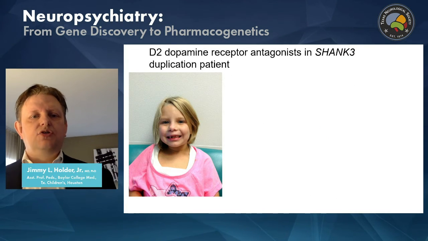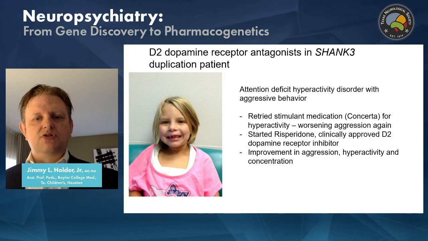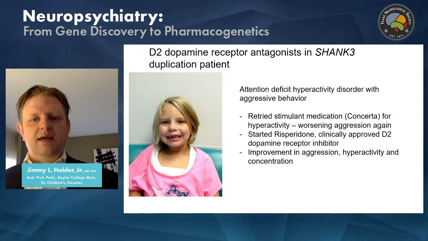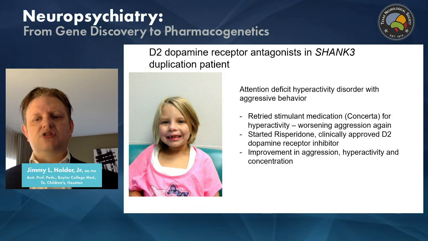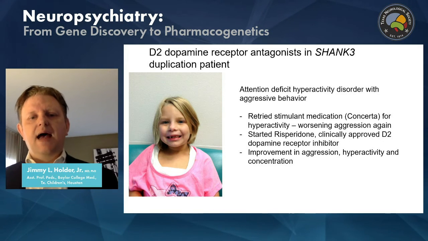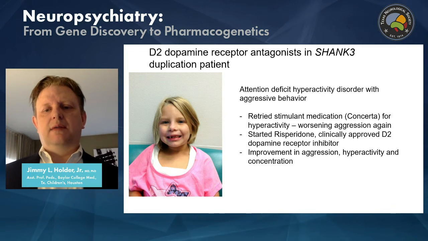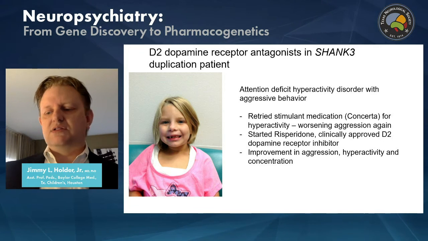So turning back to our patient, again, when I first saw her, she was a 7-year-old little girl with ADHD, but with atypical ADHD. She was actually retried on stimulant medications again at a later point in her life by another provider, and she again had worsening of her aggression. So this was very quickly stopped. I started her on risperidone, a clinically approved D2 dopamine receptor inhibitor, with resulting significant improvement in her aggression, her hyperactivity, and even in her ability to concentrate at school.